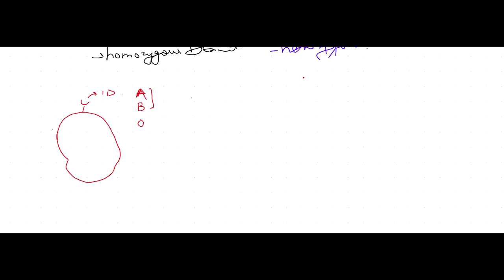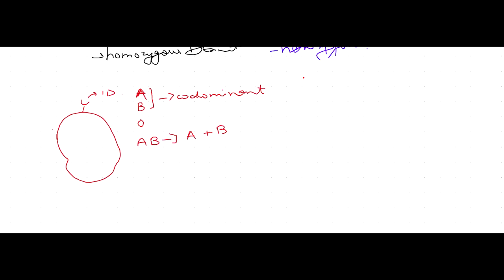What does that mean? If they are codominant, I will see the effect of both A and B. So, what does that mean? If someone is blood type AB, that means this person has the allele for A and also the allele for B. They have receptor A and they also have receptor B. Okay? That's what blood type AB means.